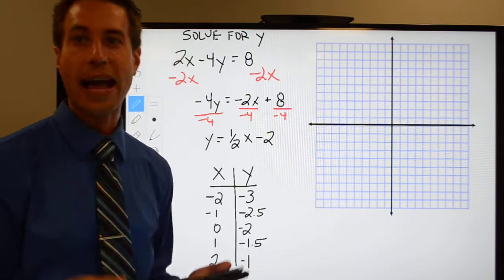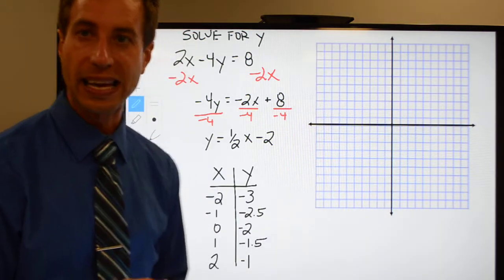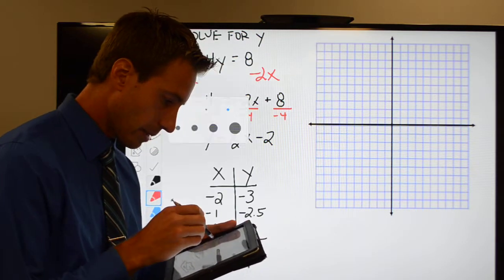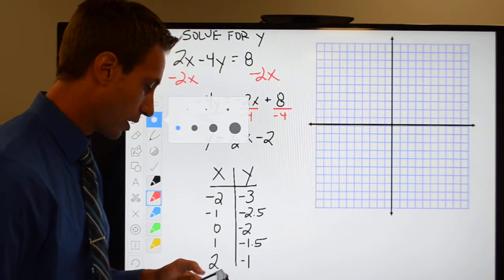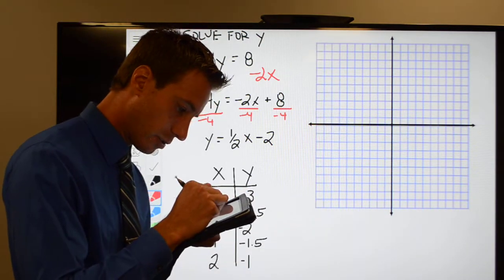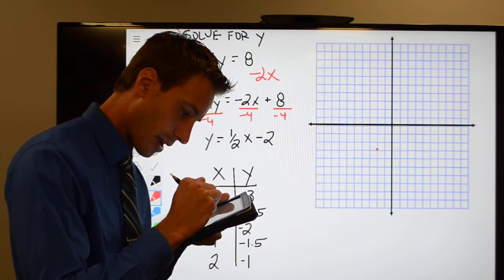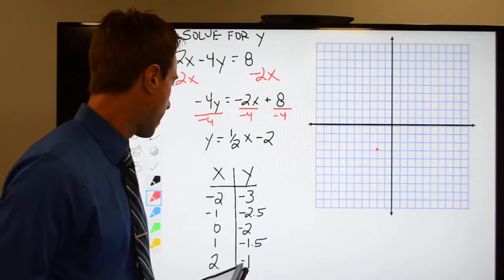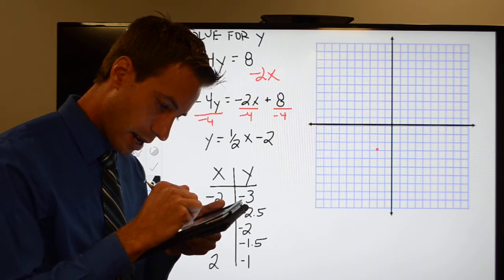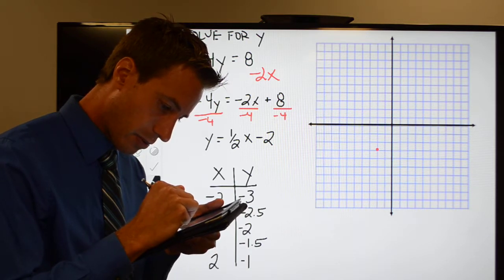All right, now I have a bunch of points that I can go ahead and plot. Let me plot them in red. Make sure my dot is big enough. Here we go. Up first, I have -2, -3. 1, 2, 1, 2, 3. And right there's my dot. -1, -2.5. It's going to be right about there.